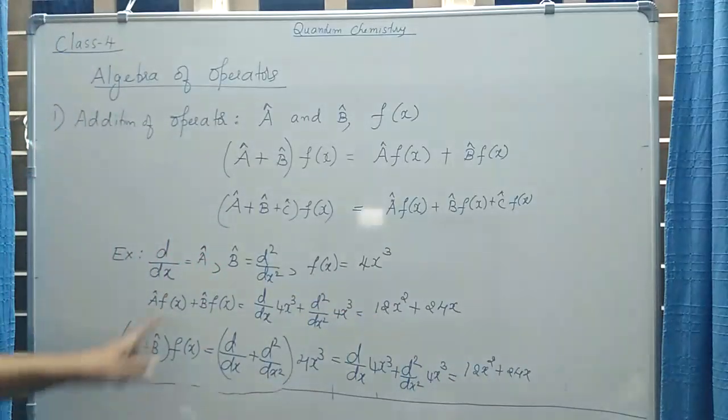So this example clearly suggests the rule of addition. The second important algebraic rule or property of operators is subtraction of two operators.